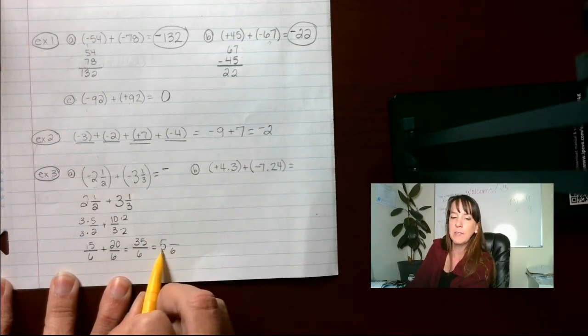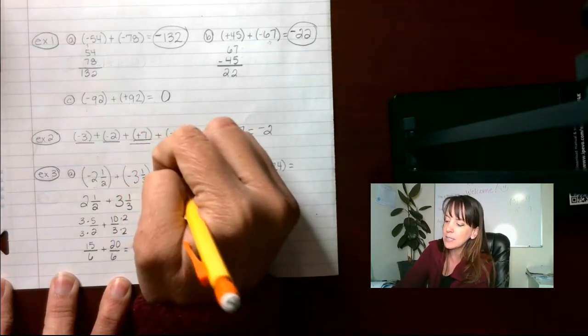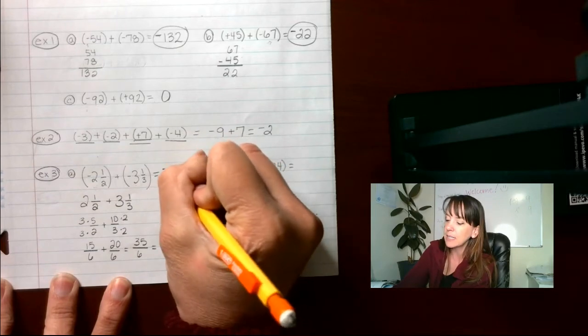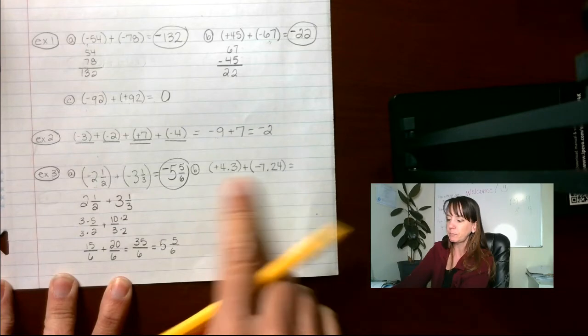and 6 times 5 is 30, plus 5 more would give me 35. So the answer to this one is negative, don't forget your negative sign, negative 5 and 5/6. Negative 5 and 5/6. Now let's take a look at this one.